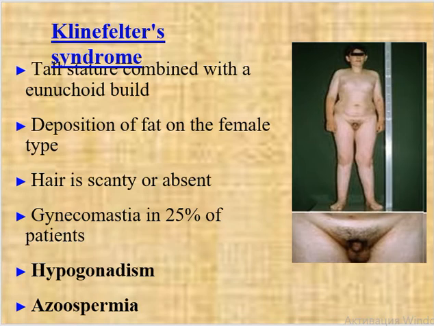Klinefelter syndrome: tall stature combined with a eunuchoid build. The pubic hair distribution is of the female type. Hair is scanty or absent. Gynecomastia in 25% of patients. Hypogonadism and azoospermia.